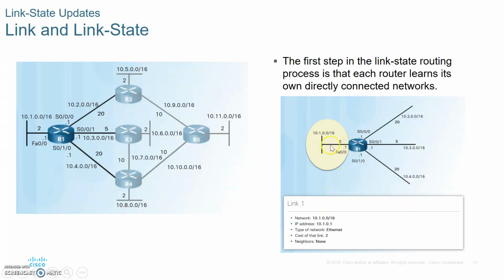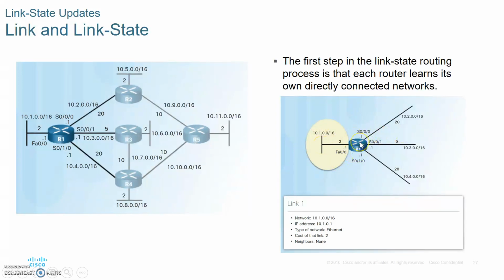10.1.0.0/16, the IP address of this interface that's connected to R1. This is an Ethernet interface. The cost of Ethernet is 2. And there are no neighbors, no routers connected here. So this is a link state packet for the first directly connected link.